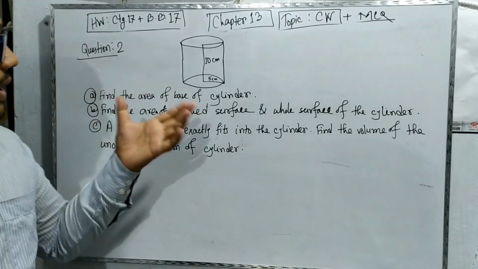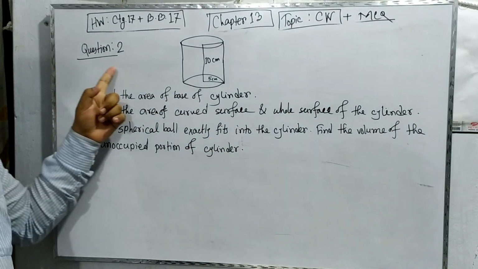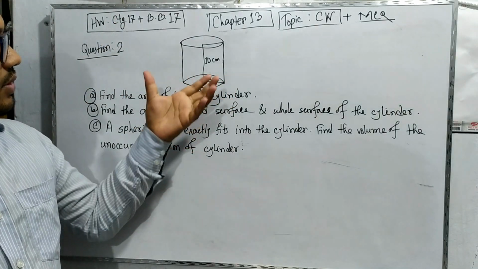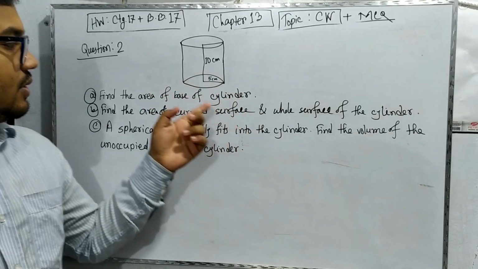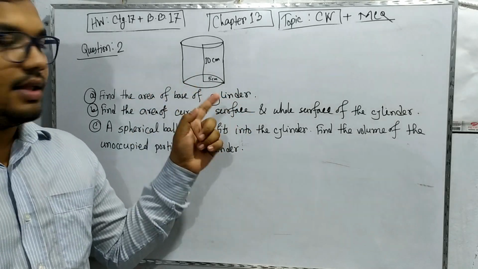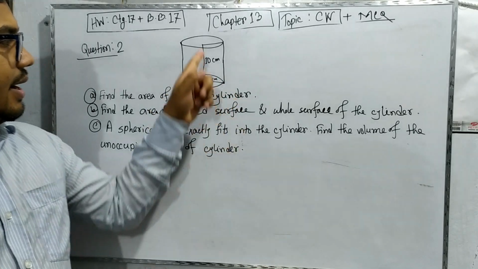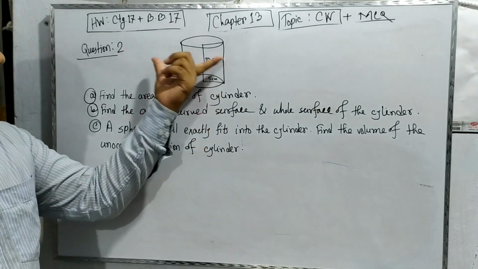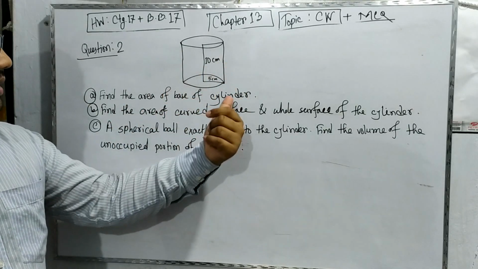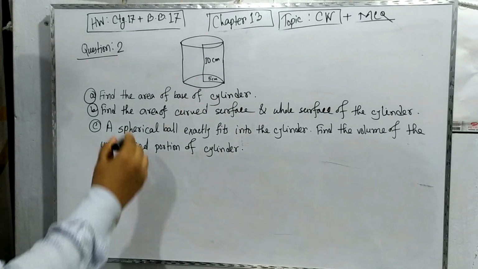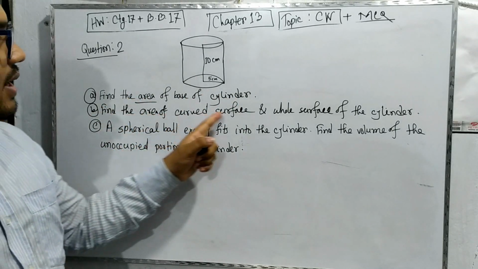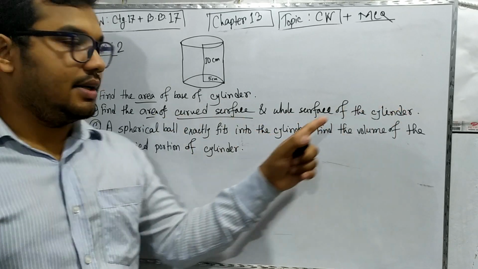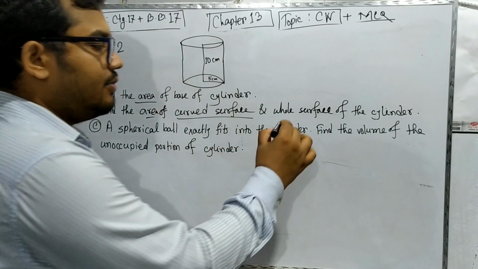Okay, so our next question is question number 2. This is given as a figure, and this figure shows some information. The information given here is the radius of this circle and the height. These two are given, and we have to find things for the cylinder. First, find the area of the base. Then find the area of the curved surface, then the whole surface of the cylinder.